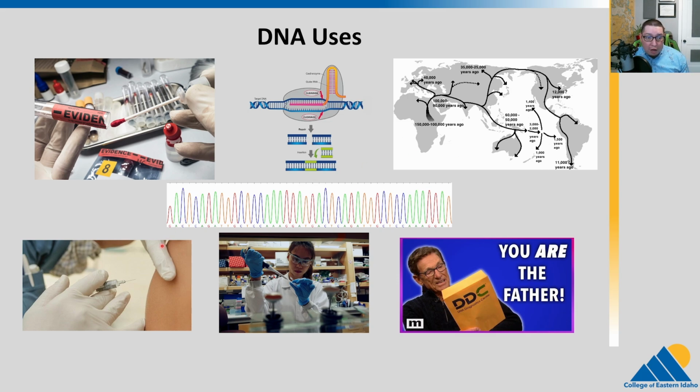We have the creation of things like vaccines. DNA and RNA have been critical in creating vaccines, and not just creating vaccines, but understanding how vaccines work, modifying them, all of these things.